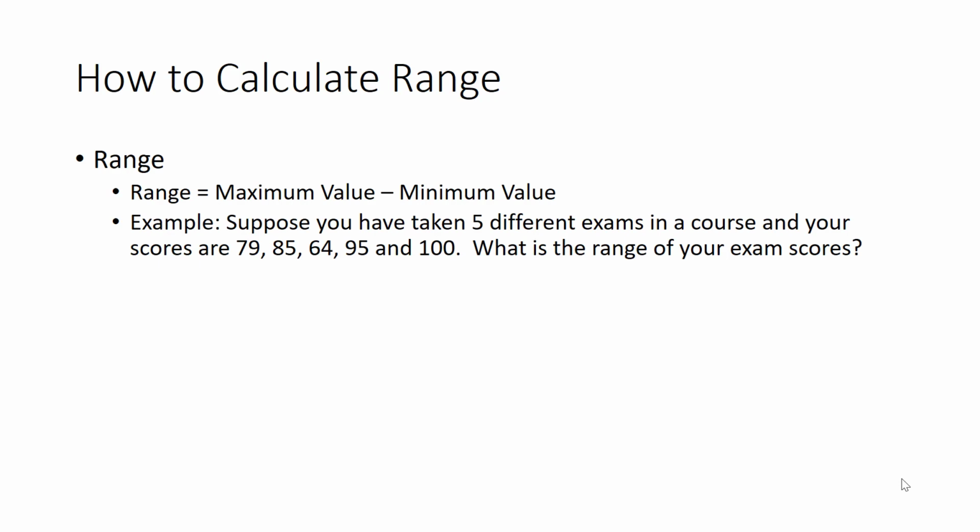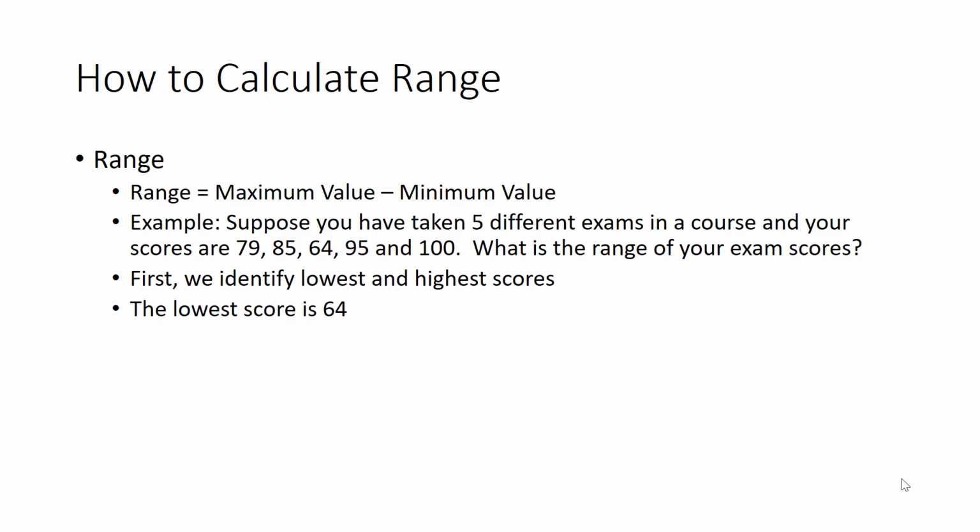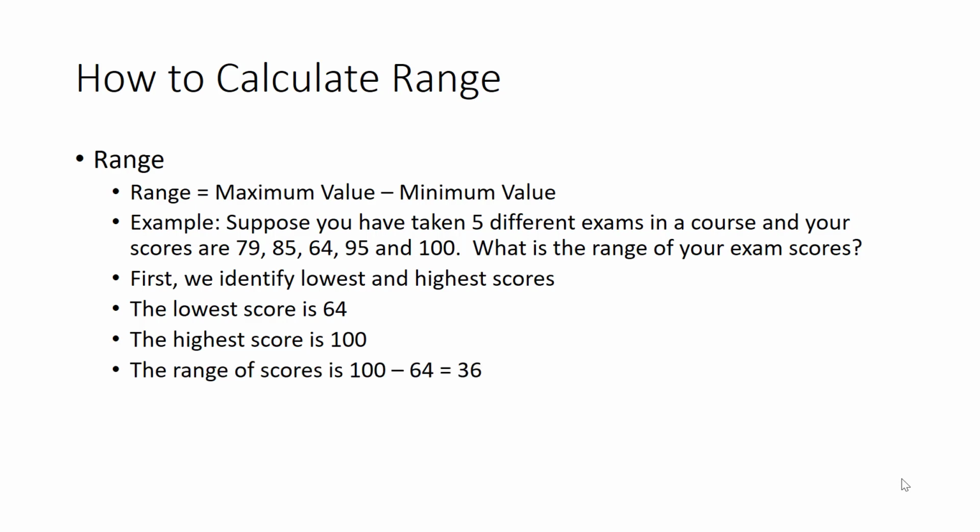So let's suppose you've taken 5 different exams in a course, and your scores are 79, 85, 64, 95, and 100. What is the range of your exam scores? To answer this question, all you need to know are the highest and the lowest scores. Your lowest score is 64. Your highest score is 100. Therefore, your range is 100 minus 64, or 36.